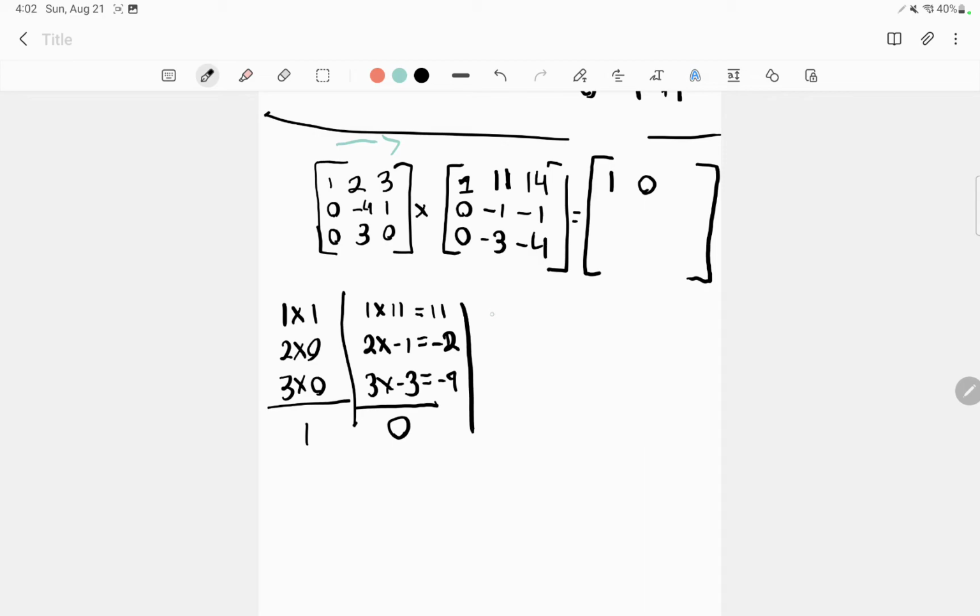We're going to go ahead and do 1 times 14. It's just a lot of multiplication. So 2, 3. 2 times negative 1. 3 times negative 4.